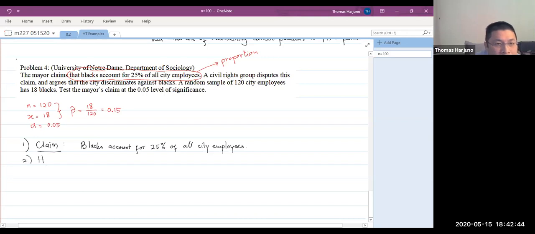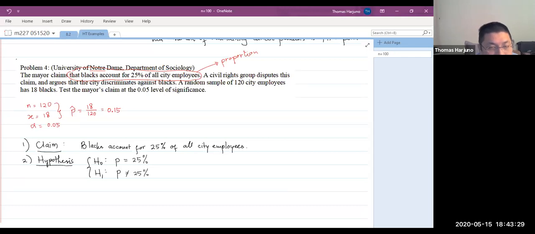Second, the hypothesis. We have the null hypothesis and the alternate hypothesis. But the hypothesis now is on proportion, proportion P, not mu anymore. And the mayor claimed that the proportion should be 25%. So to show if the mayor's claim is supported or not, we need to come up with a sample that is significantly different from 25%. If you want to say that the mayor's claim is not supported, then you need to come up with a sample proportion, an evidence, that is significantly different from 25%.